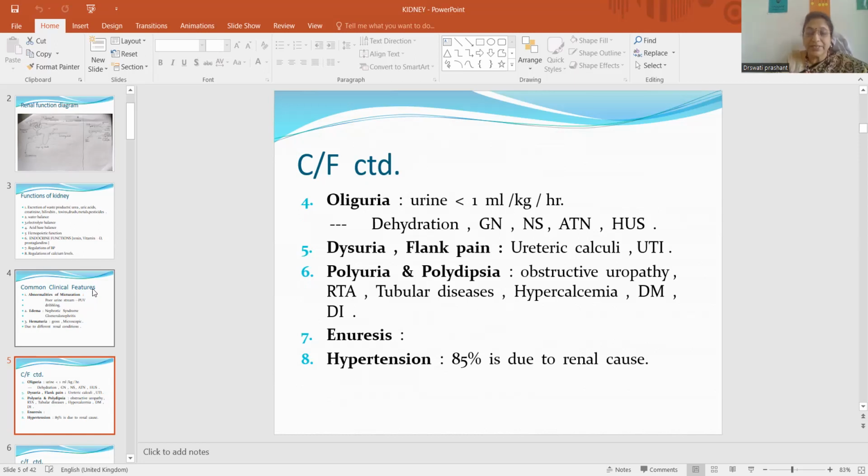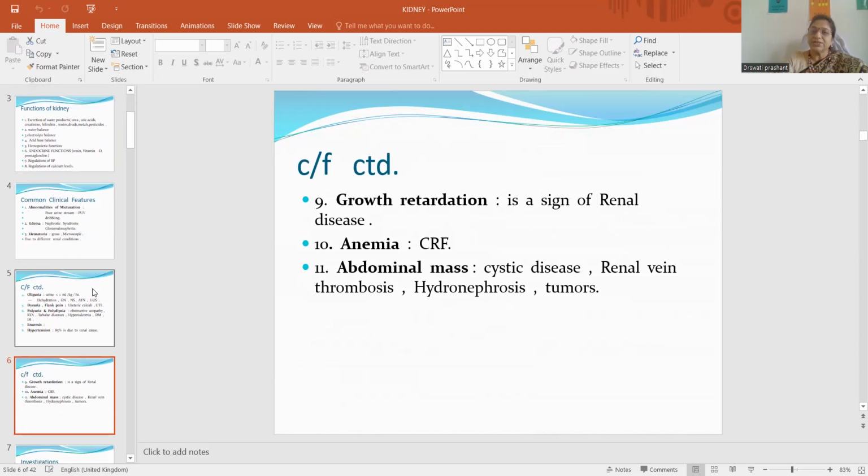Polyuria and polydipsia are commonly seen in obstructive uropathy, renal tubular acidosis, tubular diseases, hypercalcemia, along with diabetes insipidus and diabetes mellitus, which we very well know. But these are the other renal causes which lead to polyuria or polydipsia. Enuresis, hypertension. In children, per se, hypertension is very less, but if it is there, 85% is due to a renal cause. Growth retardation is a sign of renal disease.